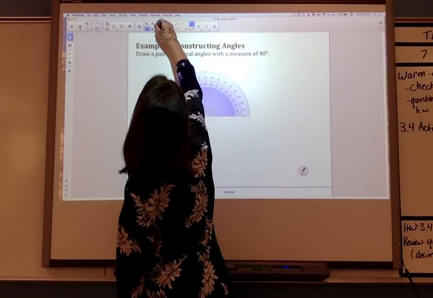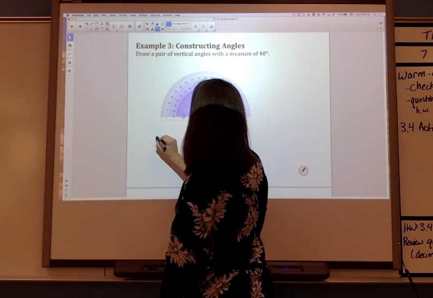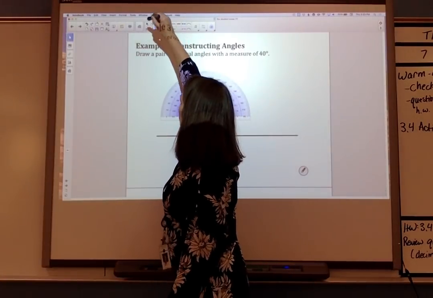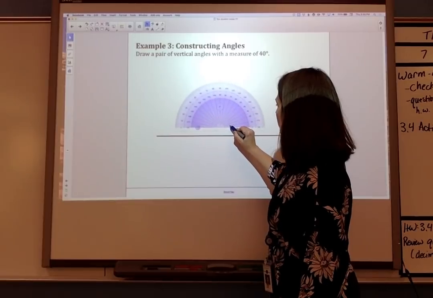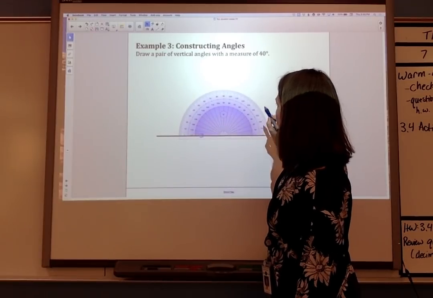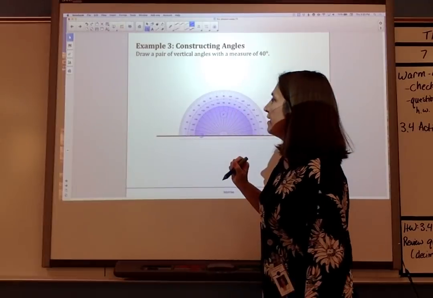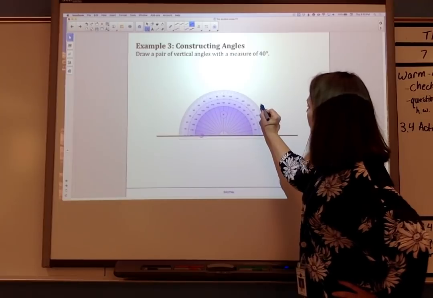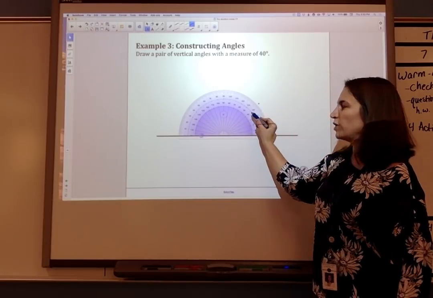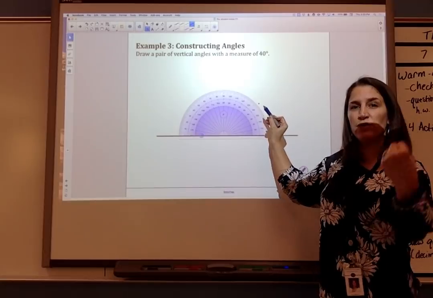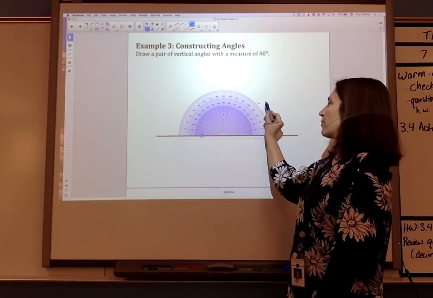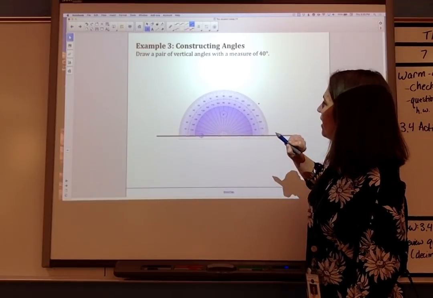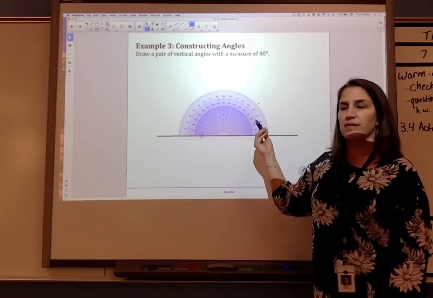So I'm going to start by using my tools here to draw a line. And then I'm going to use my protractor, put it right on that line, and then I'm going to make a mark where 40 degrees is. So if this is 0, I'm going up to 40. Now on a protractor, you have two different measurements, 40 and 140. This angle is 140 degrees. This angle is 40 degrees. So right here, I'm making a 40-degree angle. So you're going to make a dot when you do this as well.